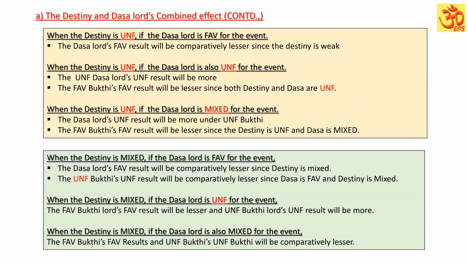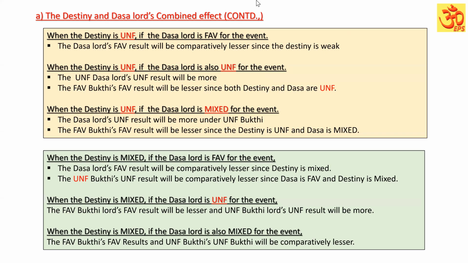Suppose the destiny is unfavorable and Dasa is favorable. The Dasa Lord's favorable result is going to be comparatively lesser because the destiny is weak. Now we are going to check the next condition. The destiny is unfavorable and Dasa Lord is also unfavorable.